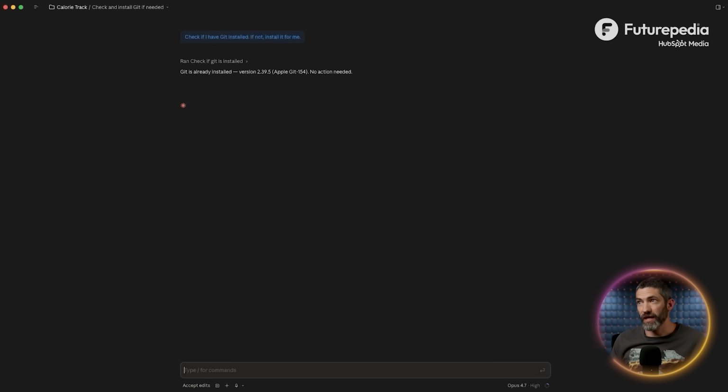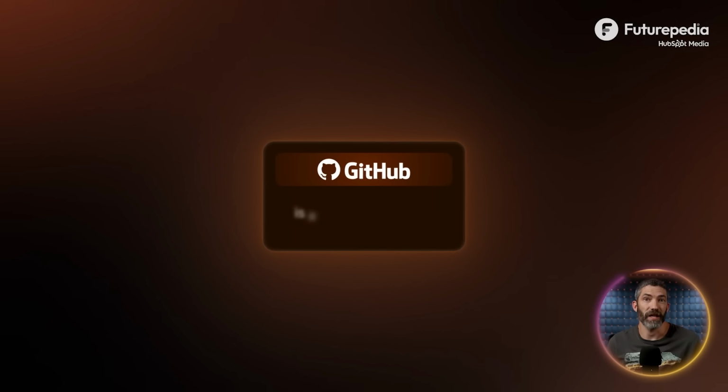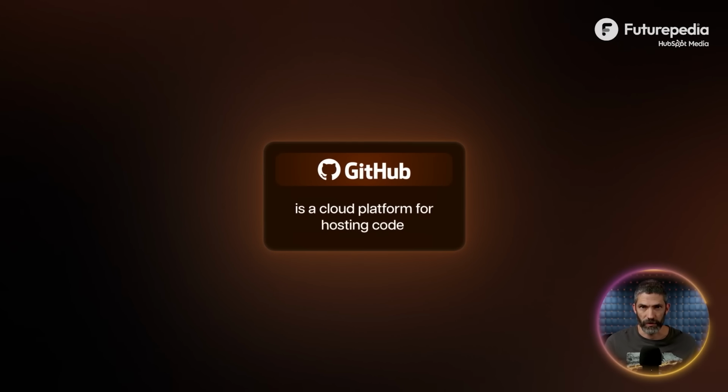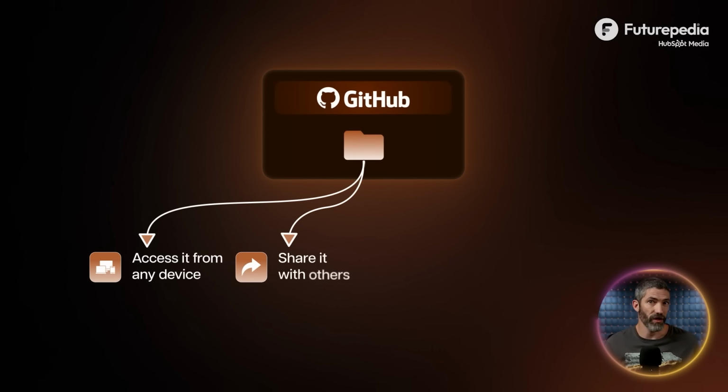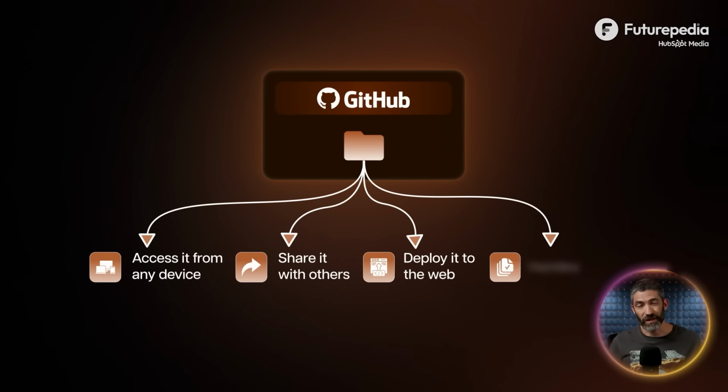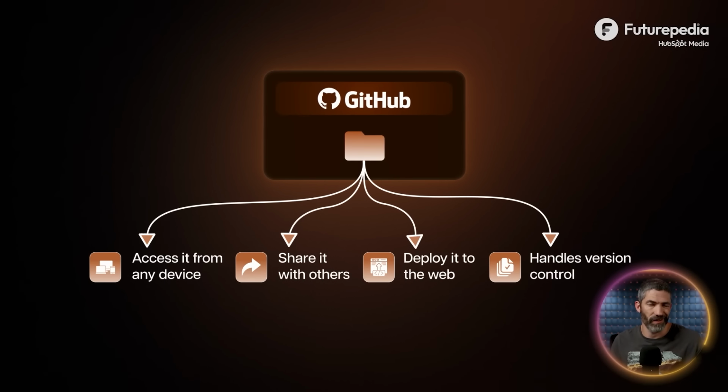And next, we need to connect a GitHub account. GitHub is a cloud platform for hosting code. Once your project is there, you can access it from any device, share it with others, or deploy it to the web. It also handles version control, like an undo button for your whole project. You always have a saved snapshot so you can roll back to any previous state if something goes wrong.